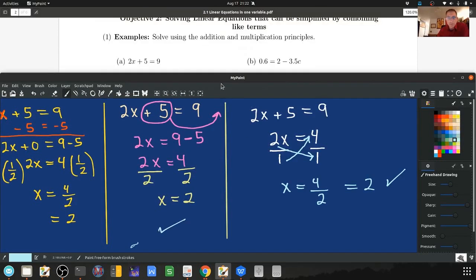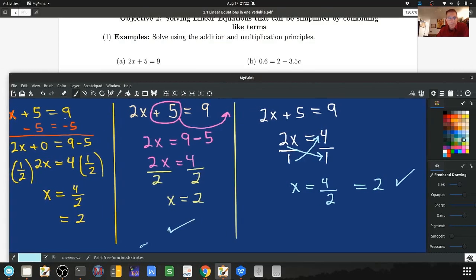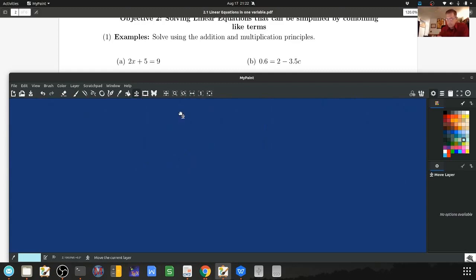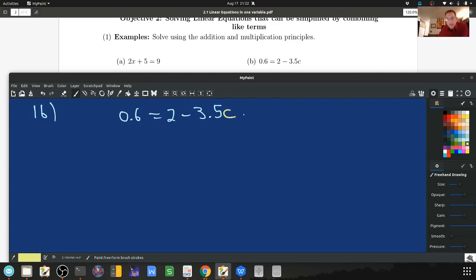So let's do another problem. Let's do the second one, 1b. So we have 0.6 is equal to 2 minus 3.5c. So I'm going to do two things at once. That's a c. So this is a linear equation in the variable c. c is our unknown.